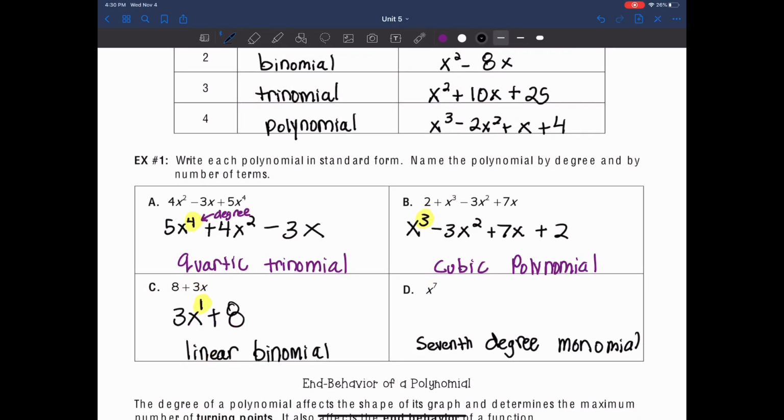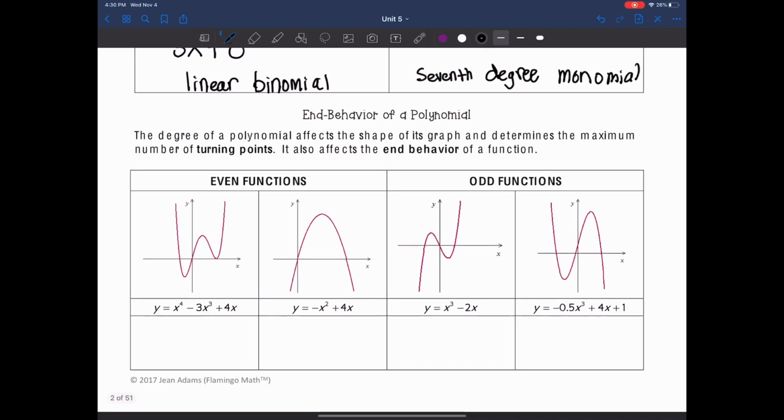All right, let's go ahead and move it down to the next part, which is end behavior of a polynomial. So the degree of a polynomial affects the shape of its graph and determines the maximum number of turning points. It also affects the end behavior of a function. So what we're going to do is look at the end behavior of even functions and odd functions. And we're also going to talk about how many turning points those graphs are going to have.